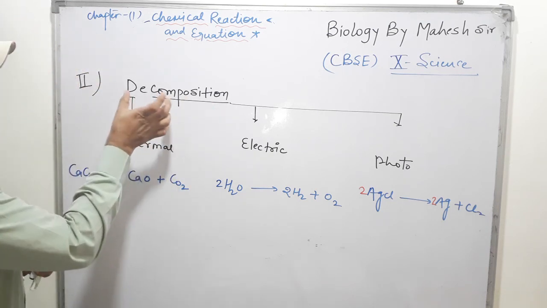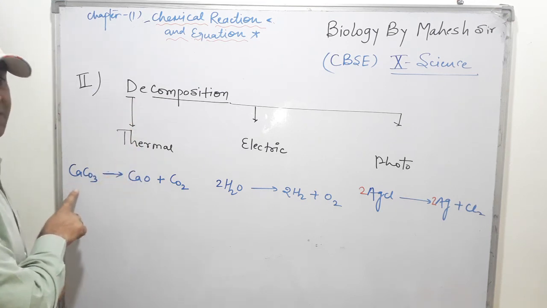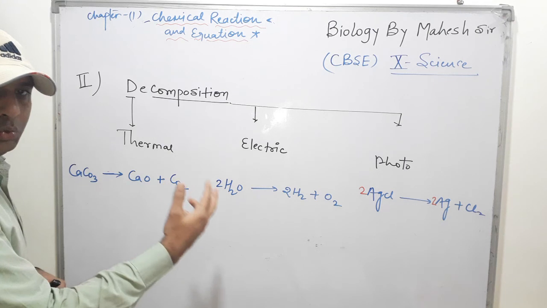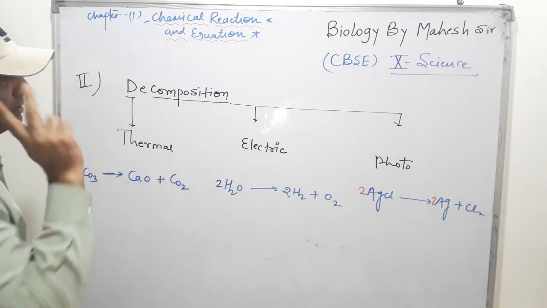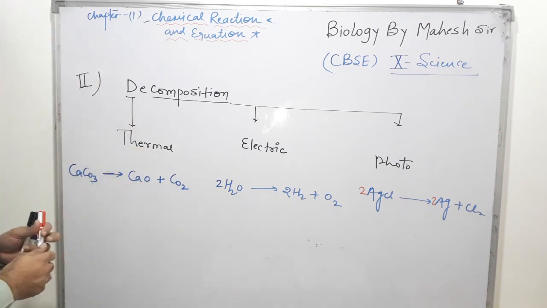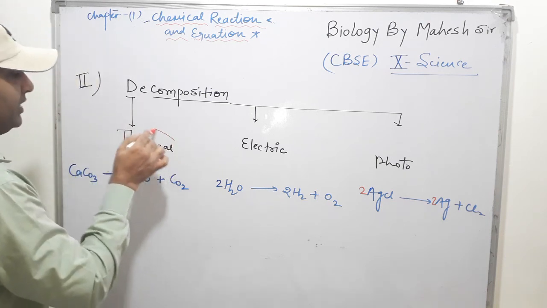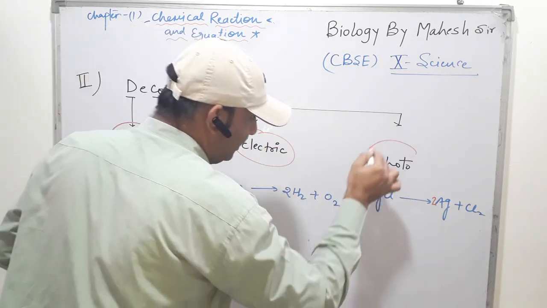So in this type of chemical reaction, one compound or substance is split into two or more substances, two elements. This type of reaction is called decomposition. Decomposition means breaking. We can take three types of decomposition. First is thermal, second is electrical, and third is photo.